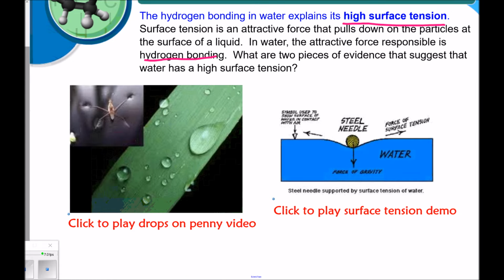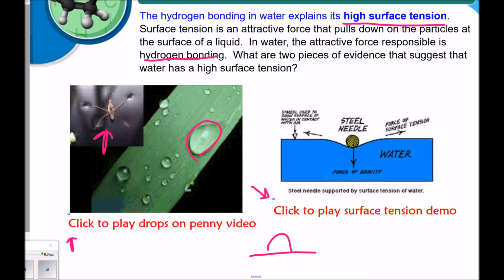Two pieces of evidence that suggest high surface tension are that water forms these little beads or droplets. It doesn't lay flat, it kind of forms a bubble, if you will, or sits like this on a surface. Another piece of evidence is this little water strider bug guy right here, that he can walk on water because water has high surface tension. These two videos here will be placed on the website so you can watch them and see those two things in action.